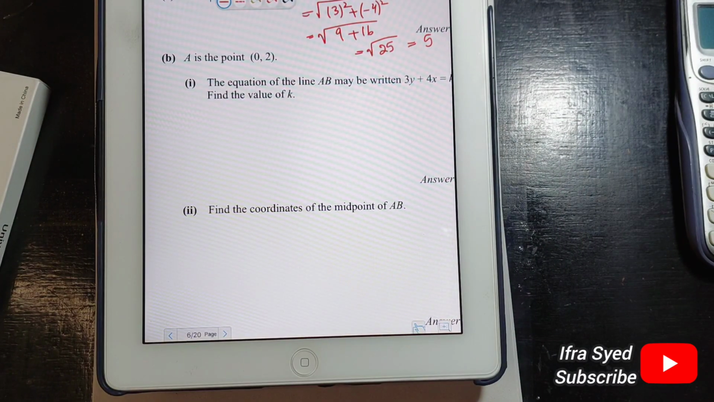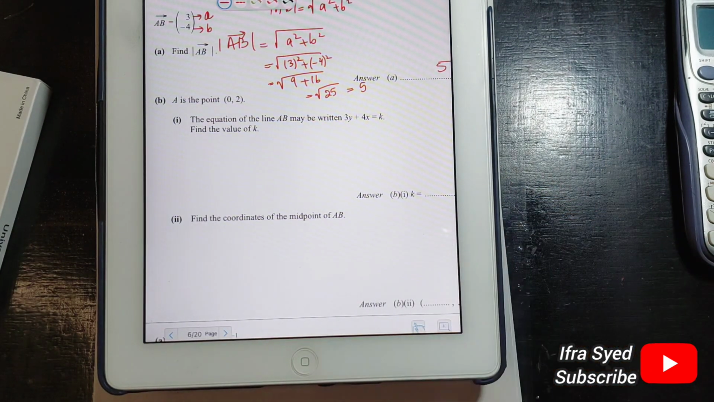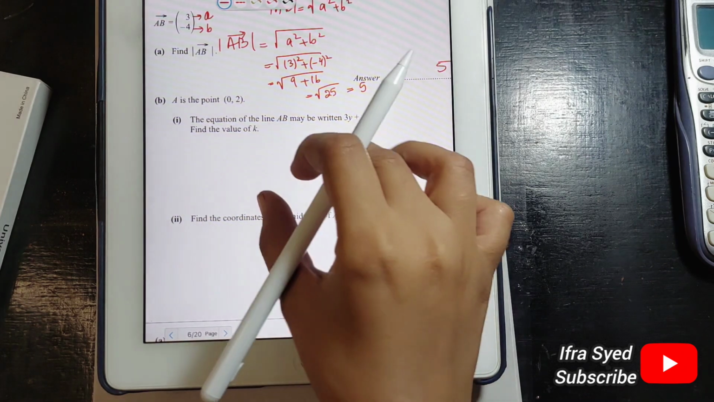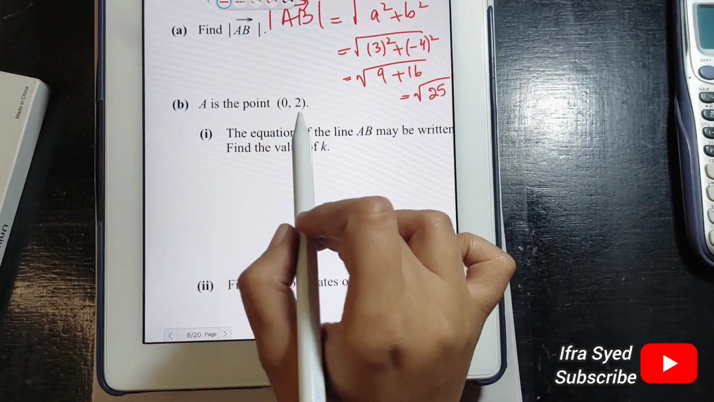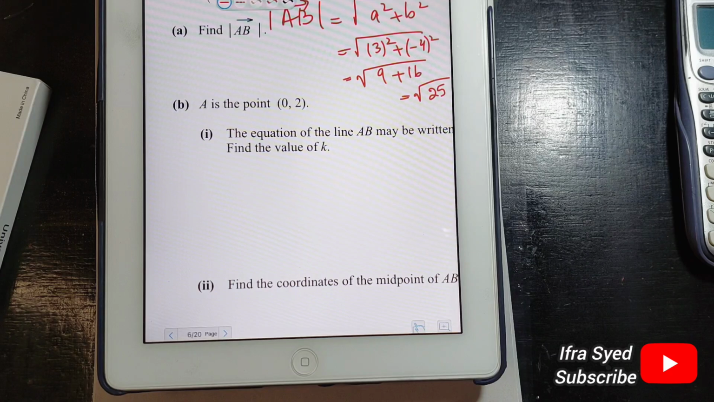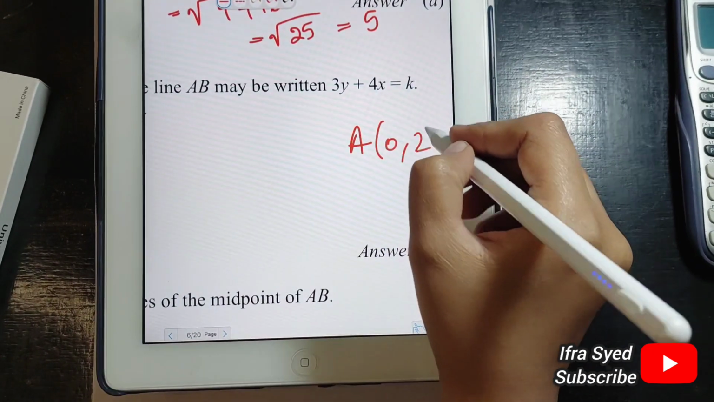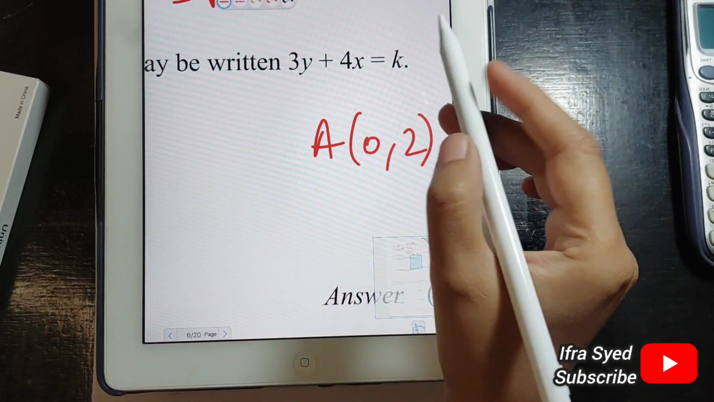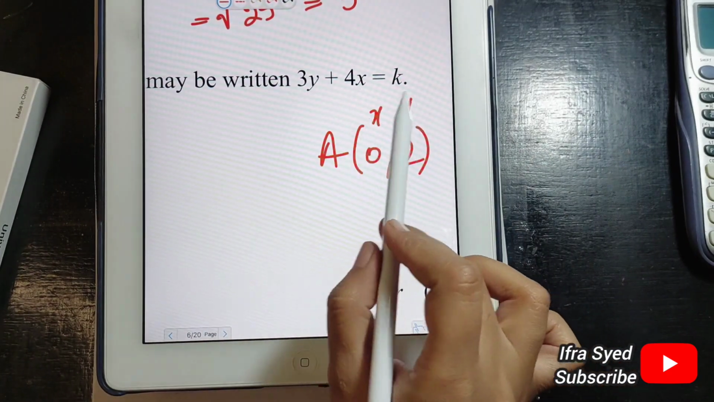In B part, it is written that A is the point 0, 2. The equation of line AB may be written 3y plus 4x is equal to k. Find the value of k. So we need to find the value of k in the given equation. We have 3y plus 4x is equal to k, and A is the point 0, 2, so we use this point A to find the value of k. These are the x and y components: this is x and this is y.